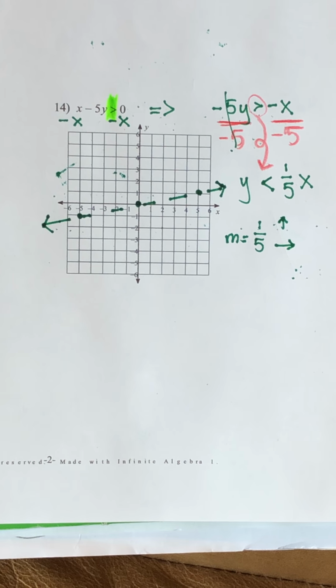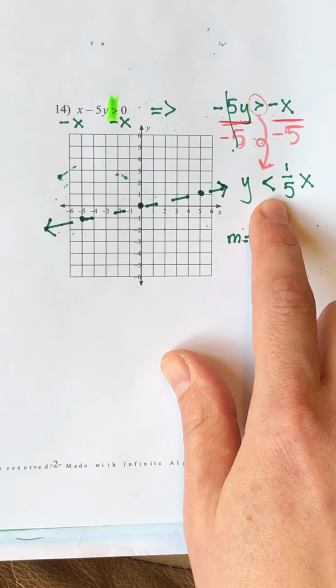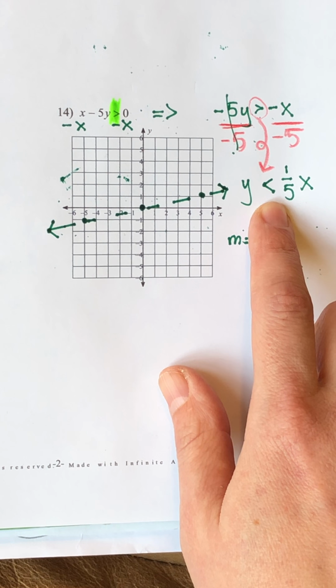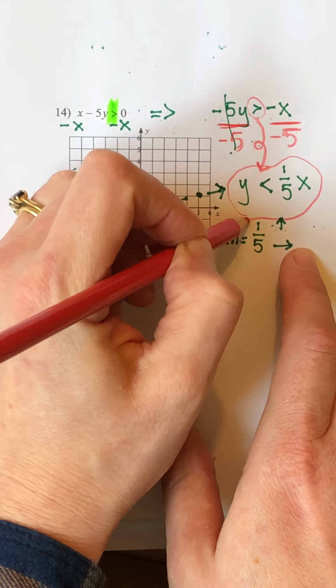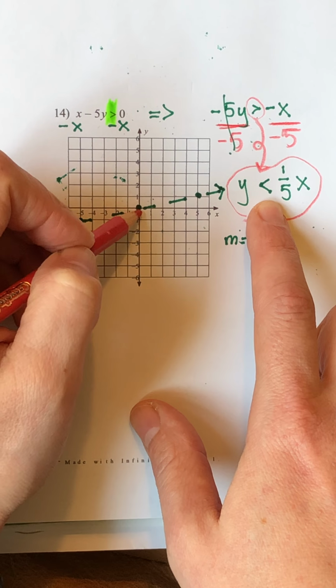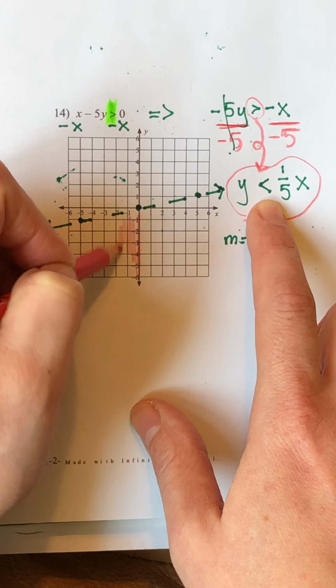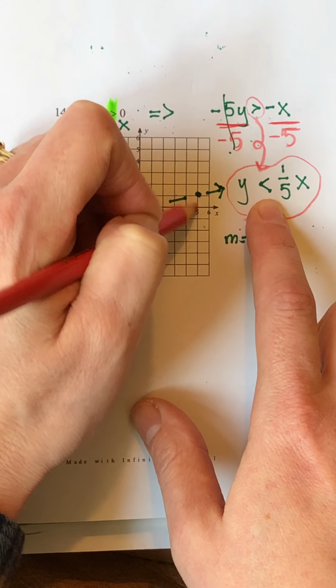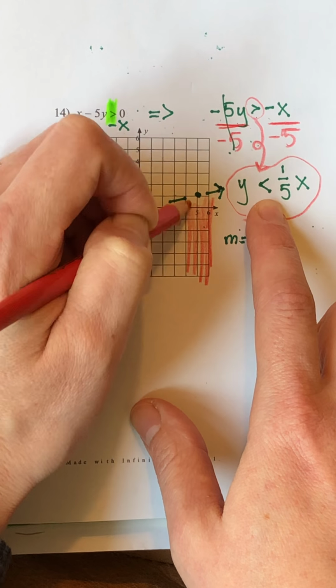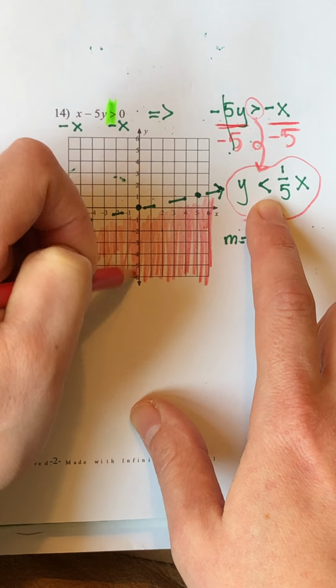And now shading. So right here I've got y is less than. So I have to look at this because that's where y is alone and it's less than. So y is less than underneath where it goes down, down, down. And all the way through this. That's why you draw the line all the way through your graph.